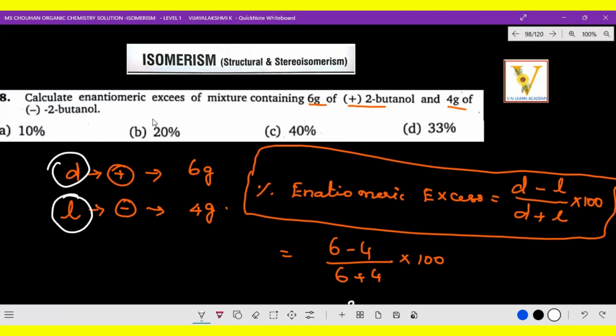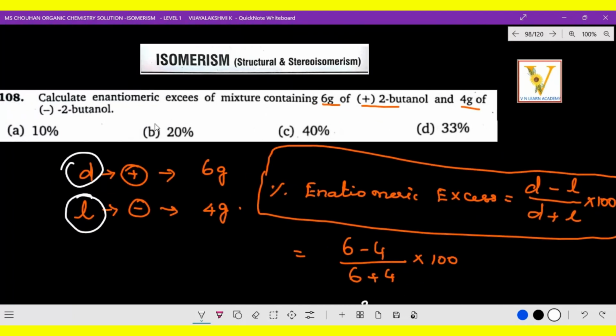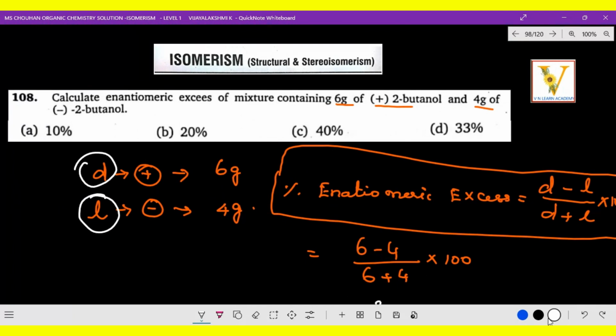Now which is the correct option? Option B is the correct option. Hope you got the clarity. Now, option B is the correct option. Come on, let's go to the next question.